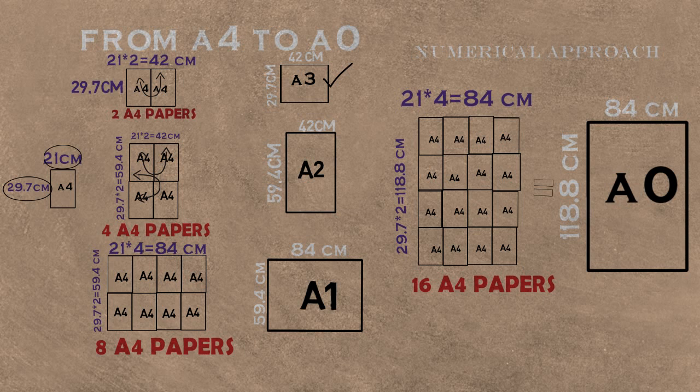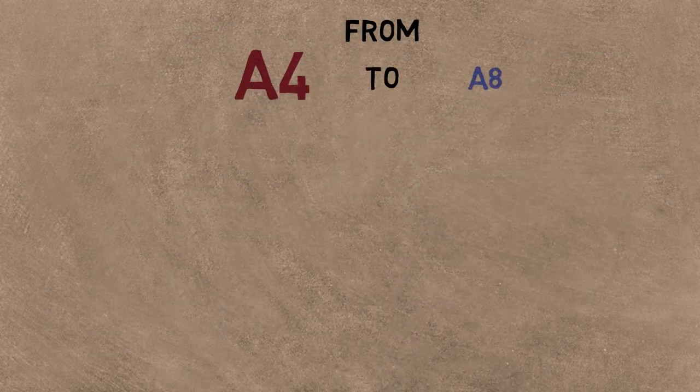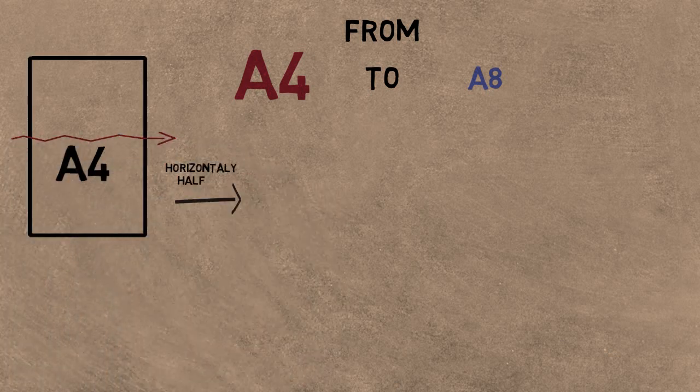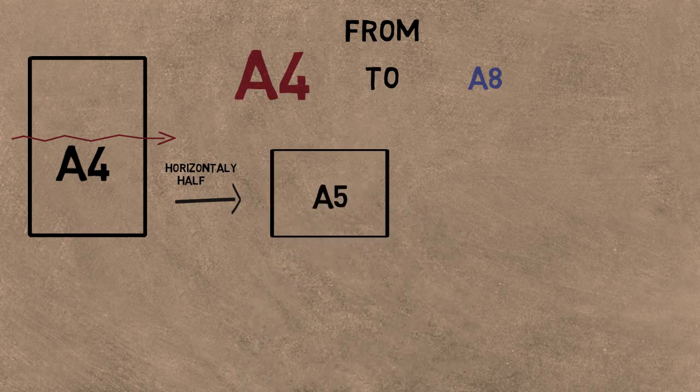So this was all about the increase in size, and I hope that you will have some idea of how these sizes increase. Now let's visualize how size decreases as we move from A4 paper to A8 paper. Take an A4 paper and cut it horizontally into two equal parts, which gives an A5 paper. This is a standard A5 paper.